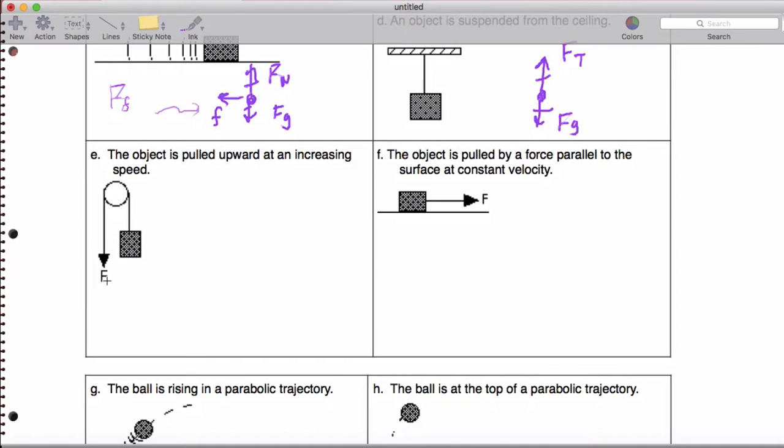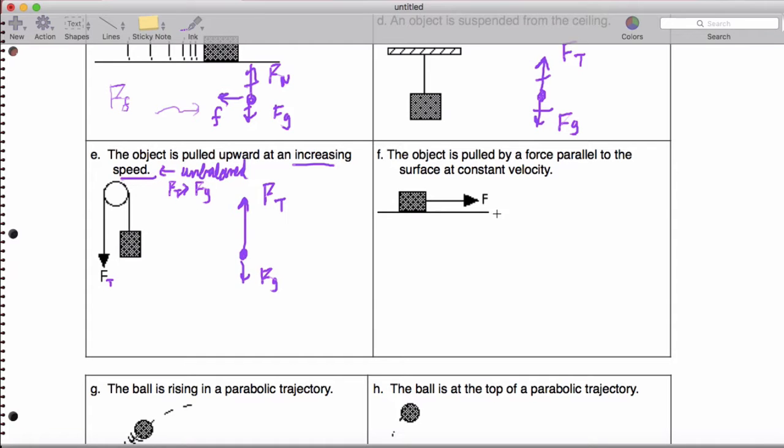Here it says an object is pulled upward at an increasing speed. I want to be clear, they should have really called this Ft, so I'm going to do that here. And we're only worried about the object, so we've got Ft and we've got Fg. And you know what, I'm going to be really clear. Since it's pulled upwards at an increasing speed, I'd want to see these two arrows as different sizes because this means that they are unbalanced. And that actually means that Ft is in fact bigger than Fg.